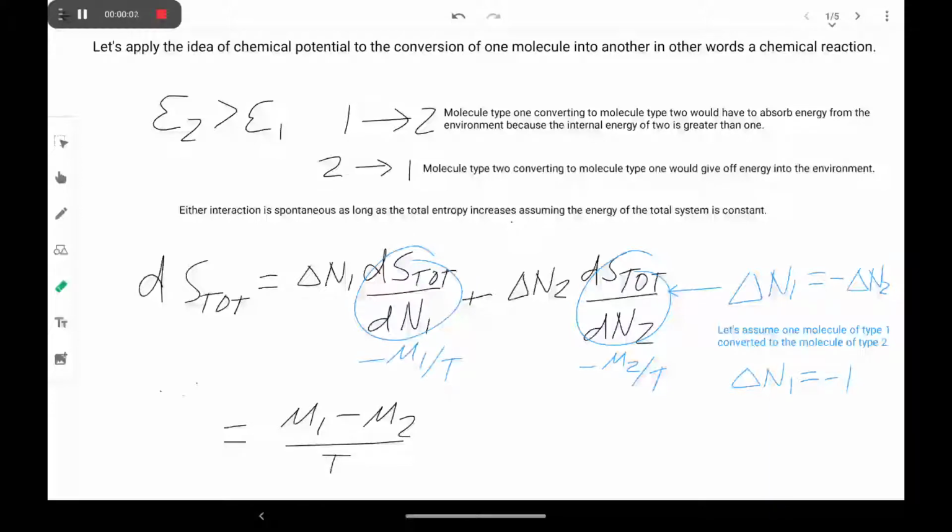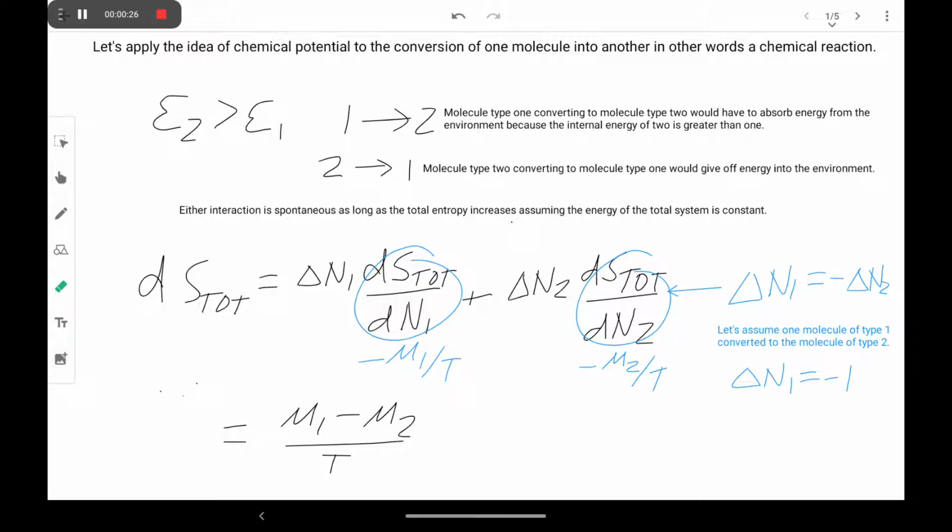Okay, this video is to support your reading of section 8.2.1. The idea here is that the chemical potential, which we found last time, we're going to apply it to the case of a chemical conversion, a chemical reaction where one molecule turns into another. So to do so, we're going to assume there's these two molecules. They can interconvert 1 to 2 or 2 to 1.